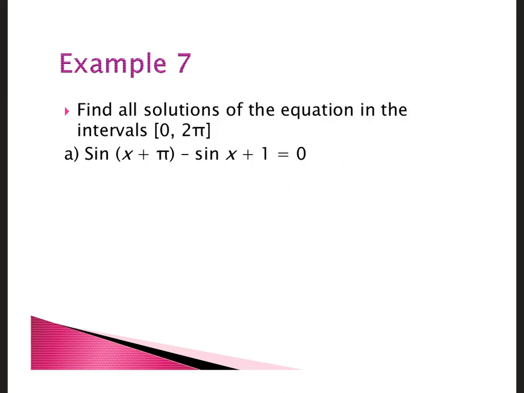Okay. This one combines sum and difference with solving. So it says find all the solutions of the equation in the interval of, and this should be 0 to 2 pi with a parenthesis on the 2 pi. Sine of x plus pi minus sine of x minus 1 equals 0. Here's my sum and difference part, right? So I break that apart. Sine of x, cosine of pi. Positive, negative matches, so it stays positive. Cosine of x, sine of pi. Minus sine of x plus 1 equals 0.